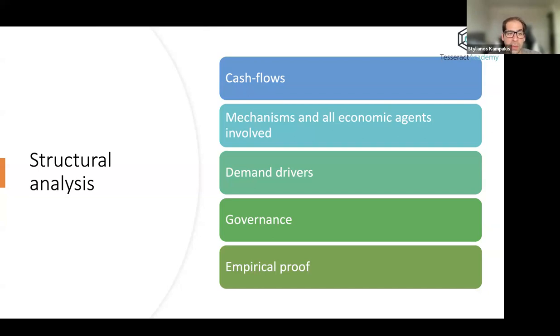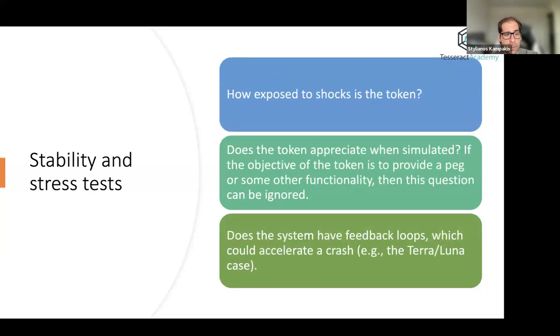Then governance, and then empirical proof. Okay, so governance refers to analysis of the governance mechanisms, if such a thing exists for a project. Maybe there's not. And then empirical proof refers to the existence of data from similar or related projects or projects that use similar mechanisms. And then this empirical proof would indicate that if these mechanisms work in some other place, then they can also work for this particular project.